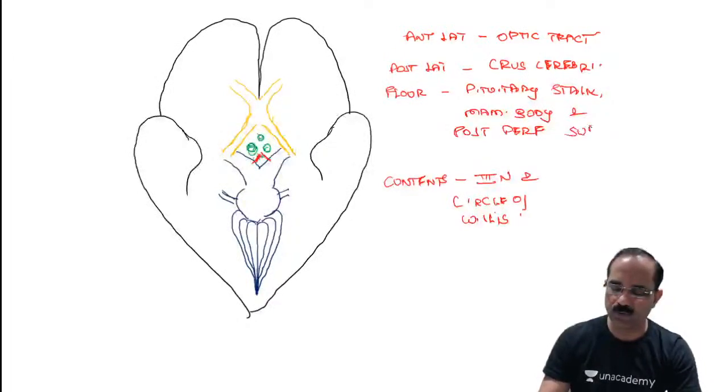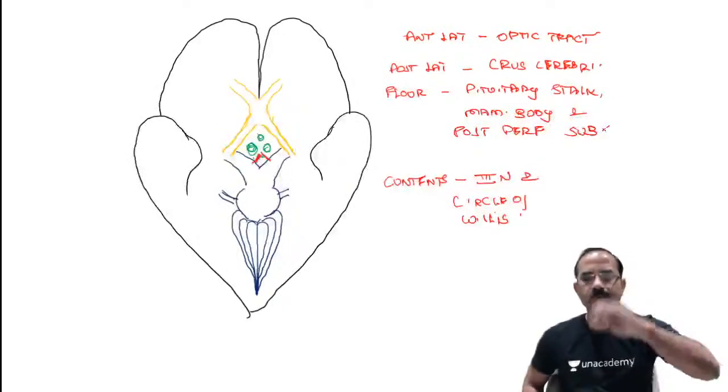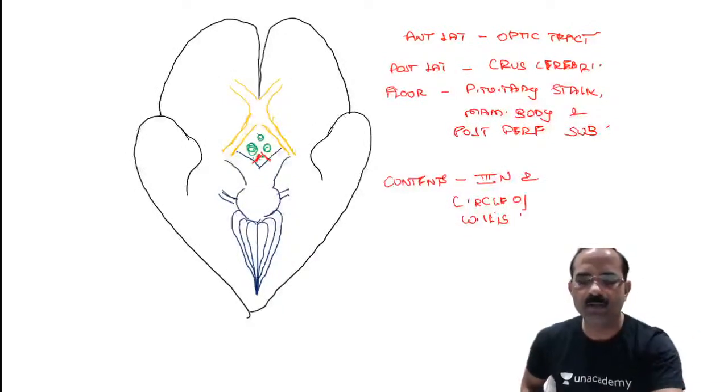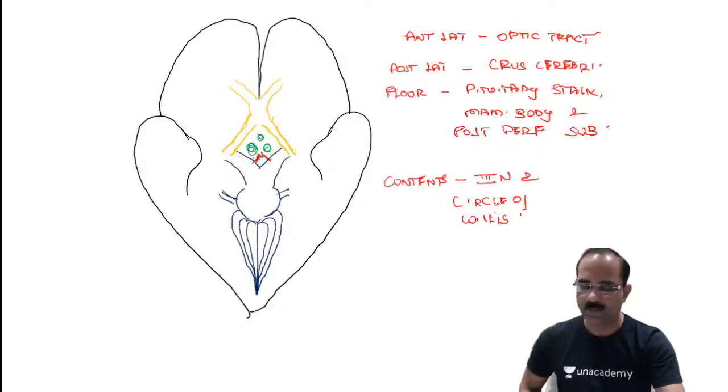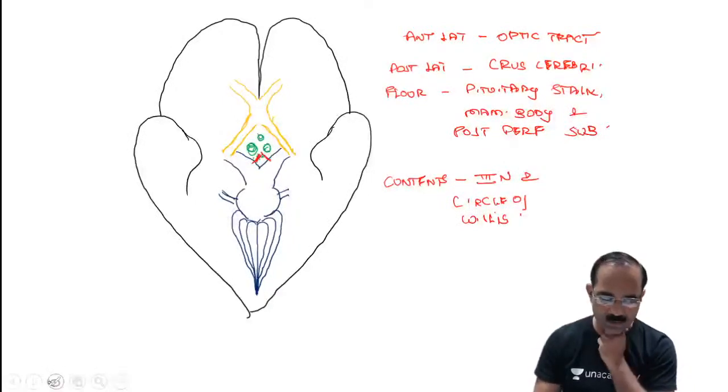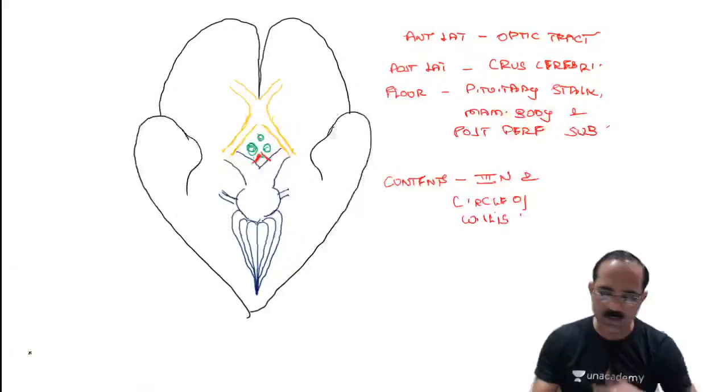I'll show you the slide. Posterior perforated substance, and the contents would be the third nerve and the circle of Willis. That becomes the contents of interpeduncular fossa. I hope this is clear to all of you. बच्चों, अगर कुछ clear नहीं है तो बोलो हाँ.